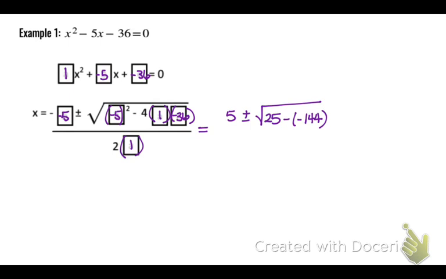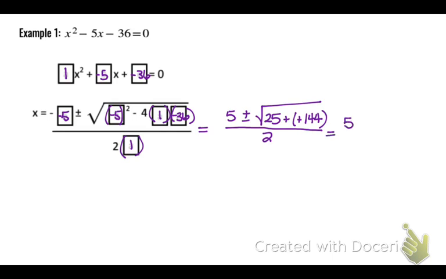Which means that we're going to subtract a negative, so that changes it to a plus. Some students prefer to, in their calculator, actually multiply negative 4 times 1 times negative 36 because the negative times the negative gives them the positive. So you can do that in whatever way makes sense to you. But just be really careful with your signs because that's where we can make a lot of mistakes.